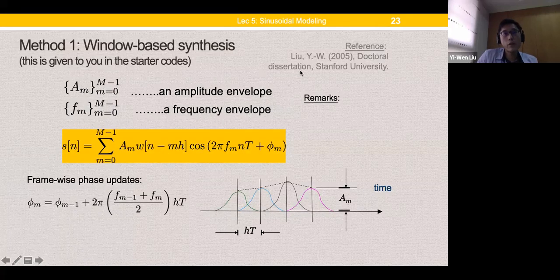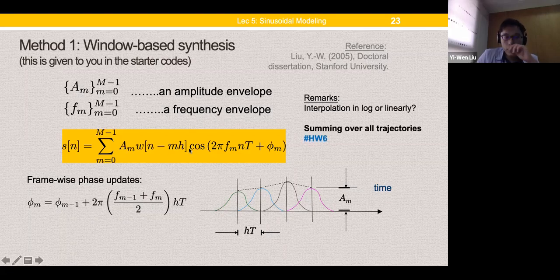The first method is actually from my dissertation. Given the trajectory, given the amplitude and frequency envelope, the idea is to use a window for signal reconstruction. We are going to place window copies, and this window needs to satisfy the Cola condition, such as the Hann window. You'll see this in my code. Let's say W is the Hann window, so here is one Hann window, the next Hann window, the third one, the fourth one.